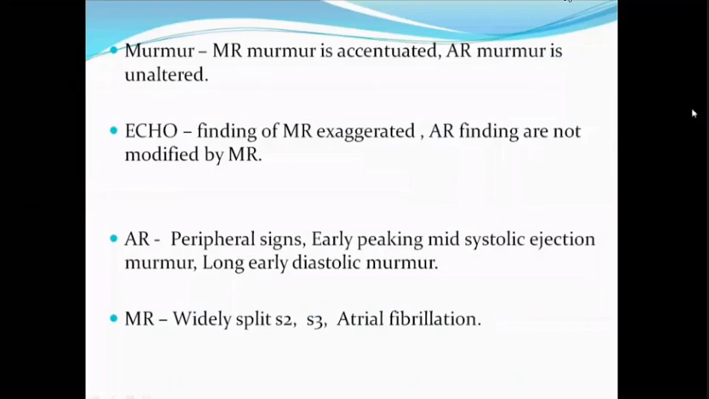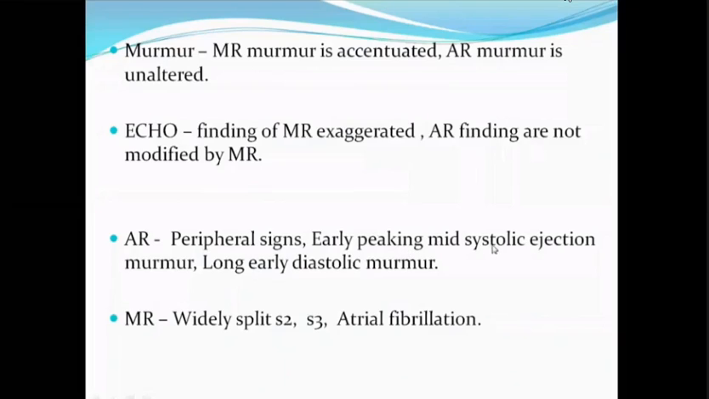Then murmur, in mitral regurgitation murmur is accentuated, but the AR murmur is unaltered. And echo-wise, the finding of mitral regurgitation is exaggerated in presence of AR, while AR findings are not modified by mitral regurgitation.